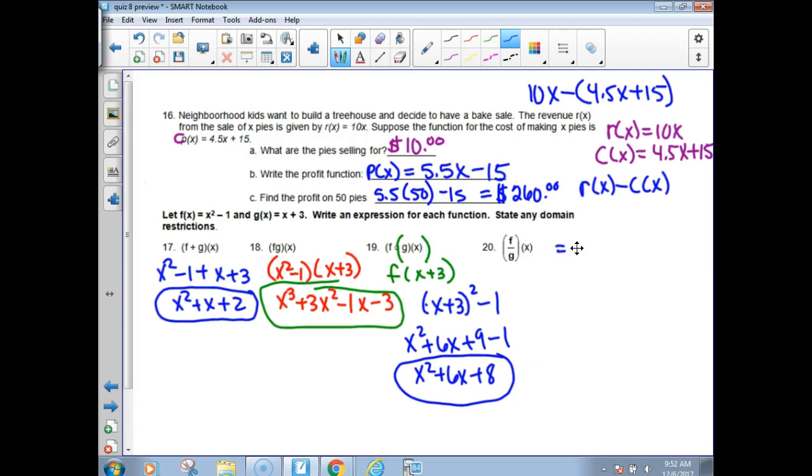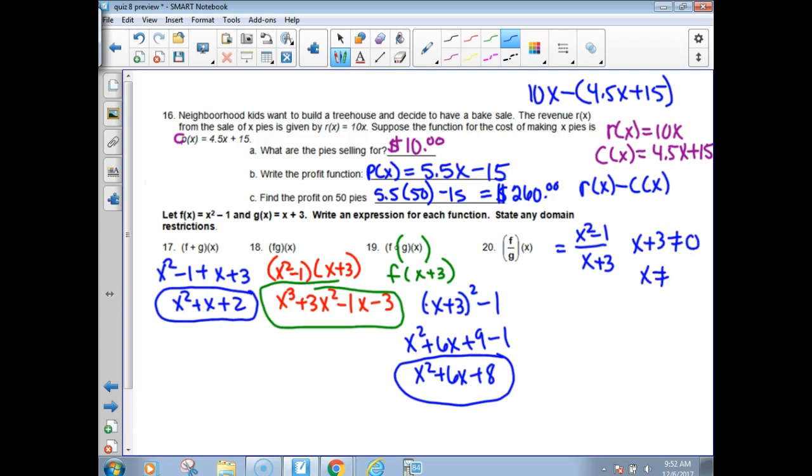So the f divided by g of x would be x squared minus 1 on top, x plus 3 on the bottom. Now, I could factor the x squared minus 1 as a difference of squares, but it's not going to simplify anything because the denominator is not a factor of the numerator, so I leave it alone. But I have to give a restriction. The denominator x plus 3 cannot equal 0, and you need to finish that.